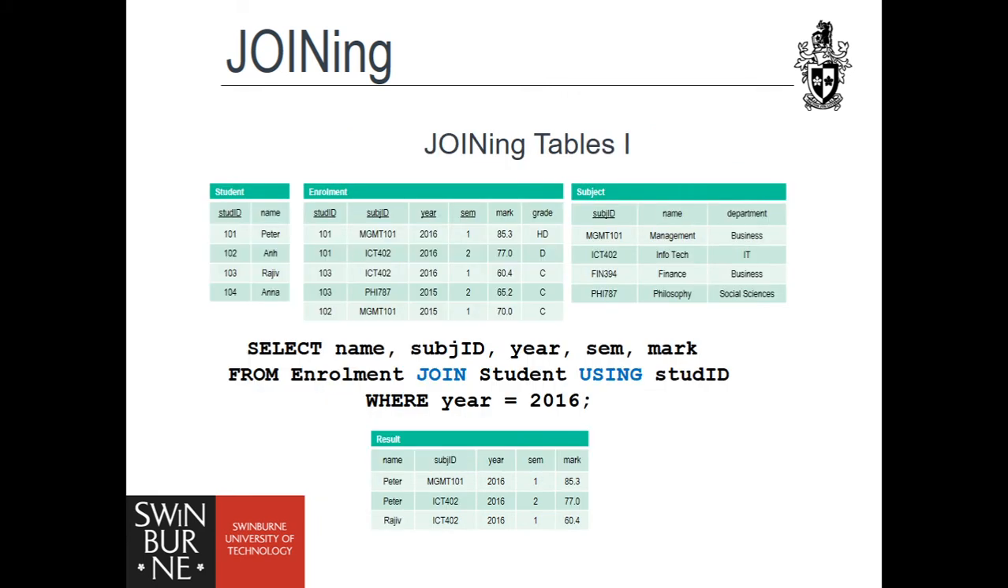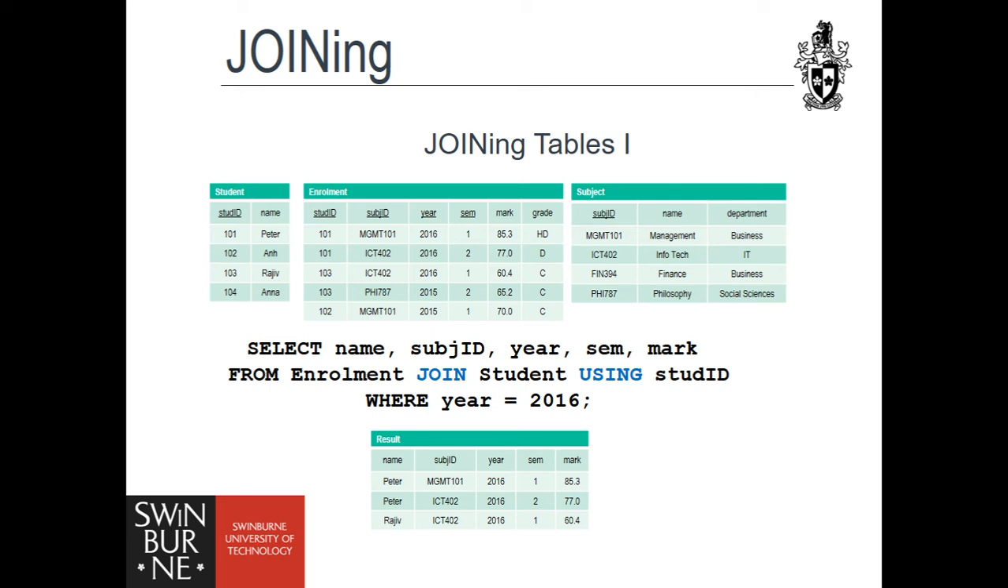Suppose we want to have a listing of students and year marks for the subjects they took in 2016. We need to project the student name, the subject, semester, and mark. To get this from the two tables, we have to include both tables in the from clause of the statement. The result is what we expect.